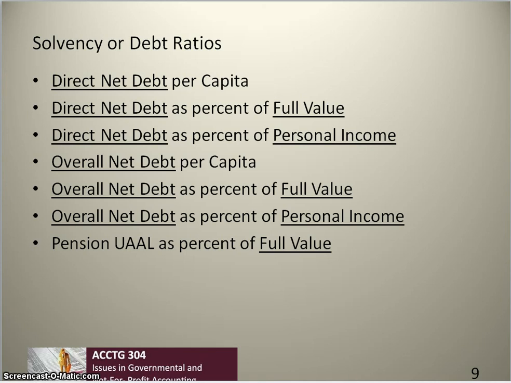Or we might also, to get a broader picture of the total burden on the tax base, calculate overall net debt per capita, overall net debt as a percent of full value, overall net debt as a percent of personal income. I'll make a distinction. I'll define direct net debt and overall net debt in a second. We might also evaluate what is the debt burden associated with a pension liability with a measure such as pension unfunded actuarially accrued liability as a percent of full value, remembering that the UAAL is also another long-term liability that the government has to pay off over time.